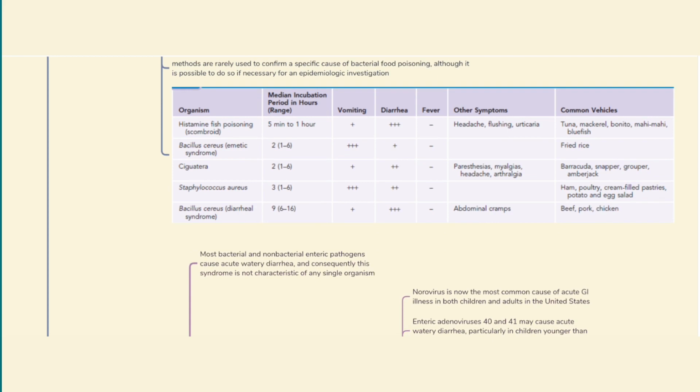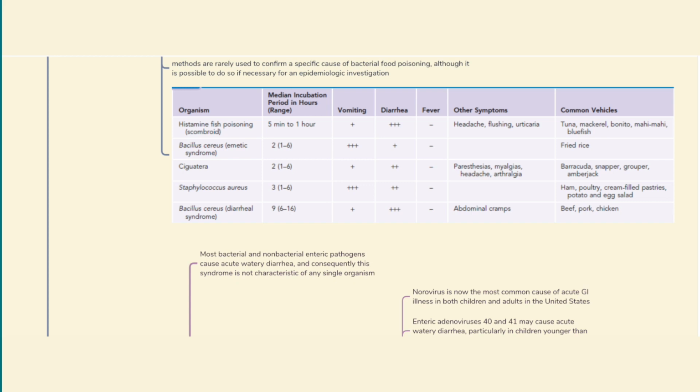Then we have the ciguatera, which we'll not go into since it's not really in our epidemiological profile. Then we have Staphylococcus aureus, that has a median of 3 hours and a 1 to 6 hours incubation period. It has the same incubation period as Bacillus cereus because the emetic toxin responsible for the emetic syndrome of Bacillus cereus is the same by structure as in Staphylococcus poisoning.